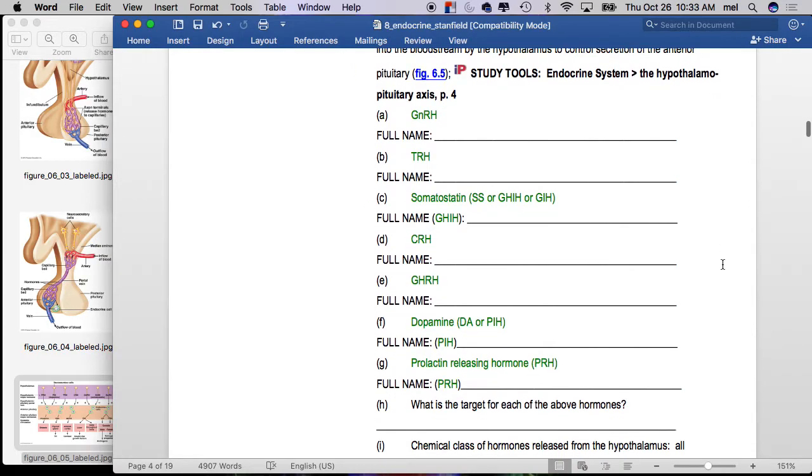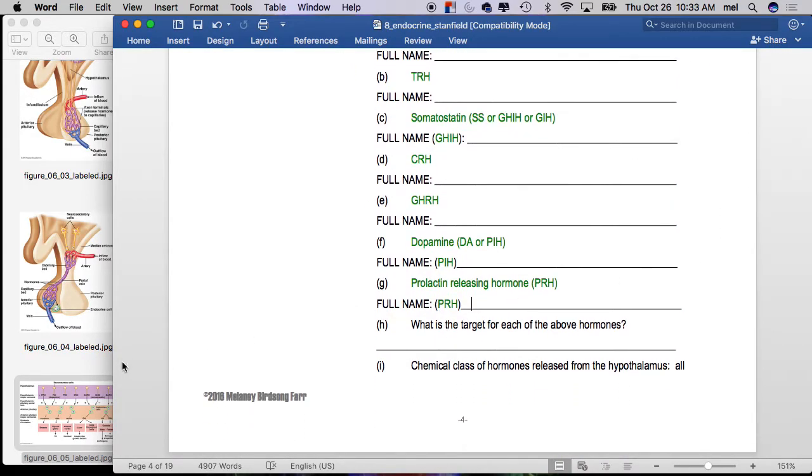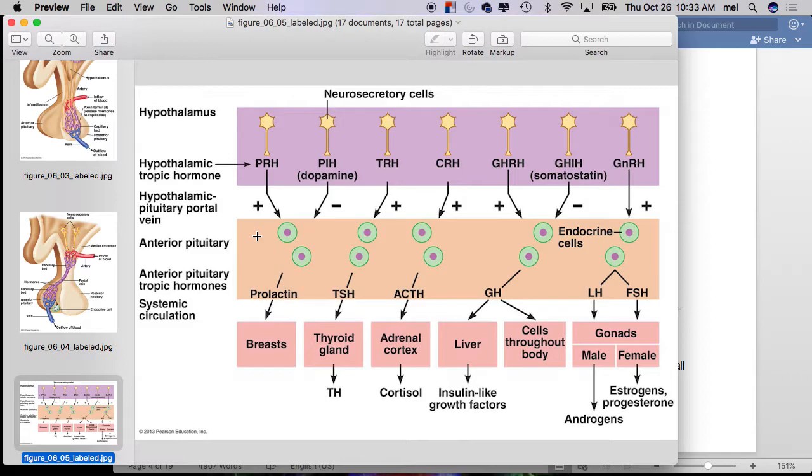Close to being done with these. And then PRH is pretty easy because you just did PIH. PRH is prolactin releasing hormone. Where is it headed? Anterior pituitary. What's it doing? Causing the release of prolactin from the anterior pituitary.